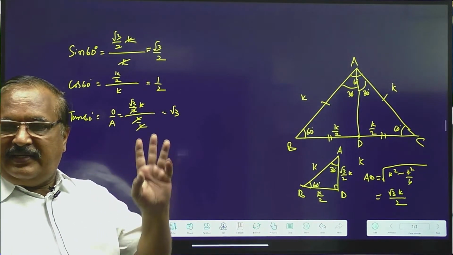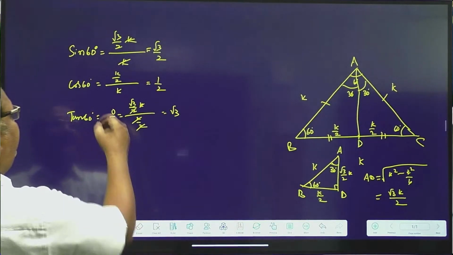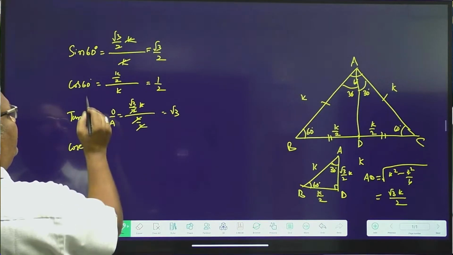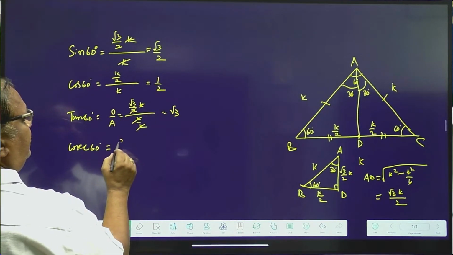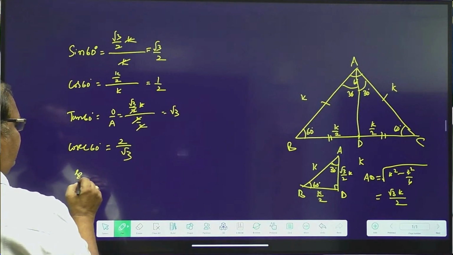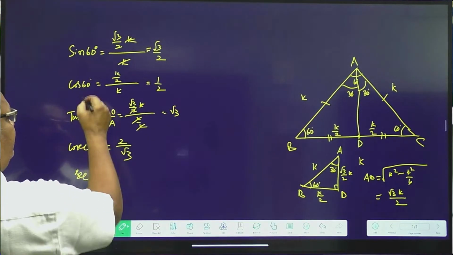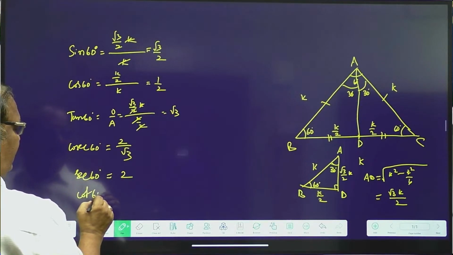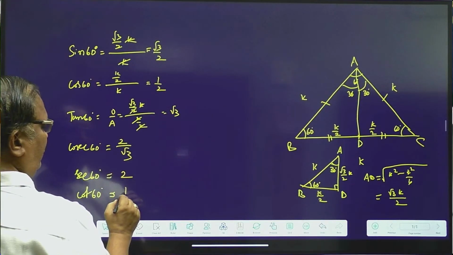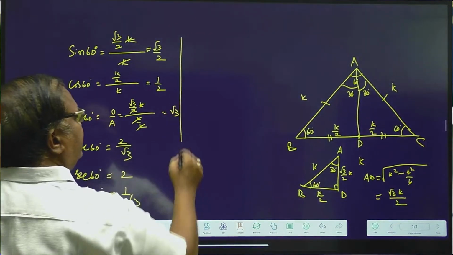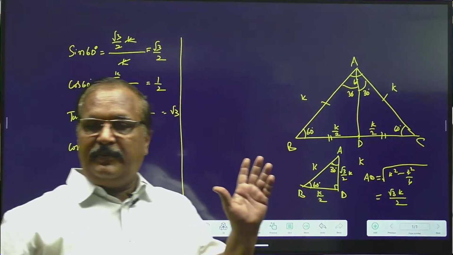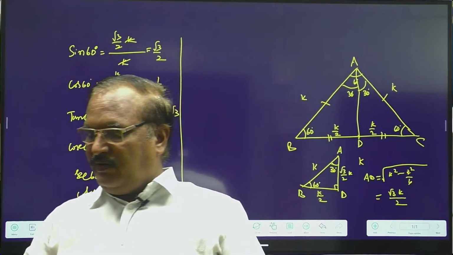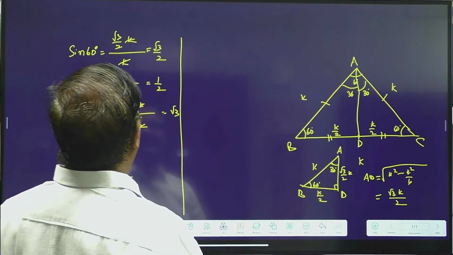So now three ratios we have got. Automatically we can get cosecant 60. Cosecant 60 is the reciprocal of sine, equal to 2 upon root 3. Secant 60 is the reciprocal of cos, 2, and cot 60 is the reciprocal of tan, 1 upon root 3. So these are the trigonometric ratios of 60 degrees. In the same way you can find the trigonometric ratios of 30 degrees also.